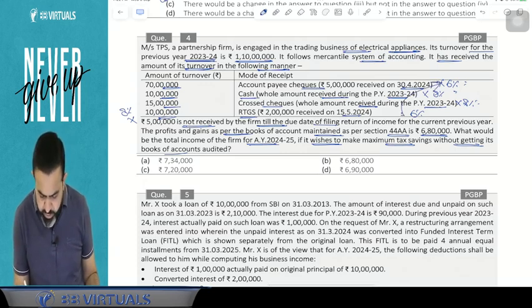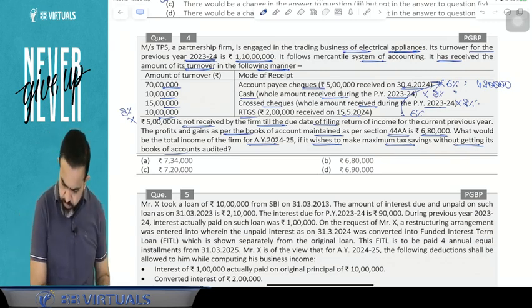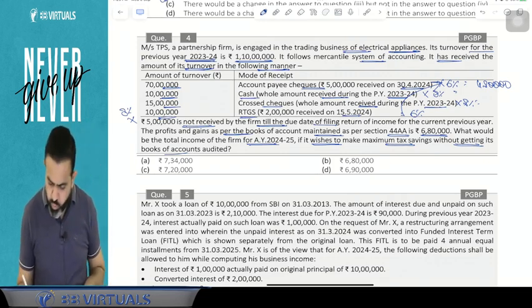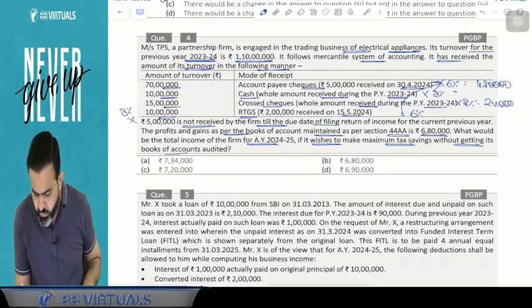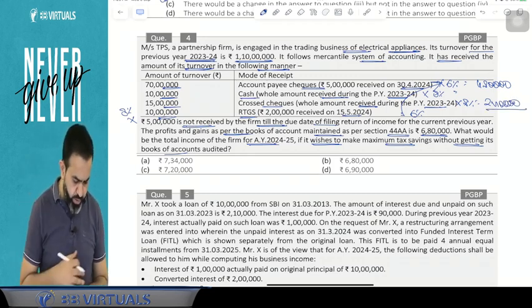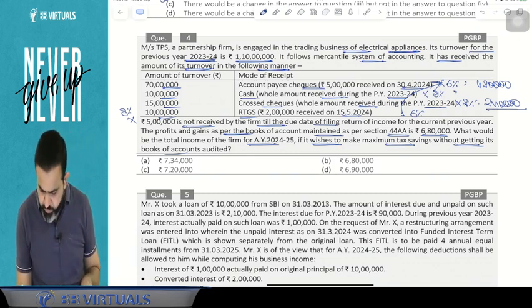I am including this also. So 4,80,000. After that, this 15 lakh plus 10 lakh plus 5 lakh, so remaining is 30 lakh. 30 lakh multiplied by 8% comes to 2 lakh 40,000. So here 2 lakh 40,000 plus 4 lakh 80,000 comes to 7 lakh 20,000.